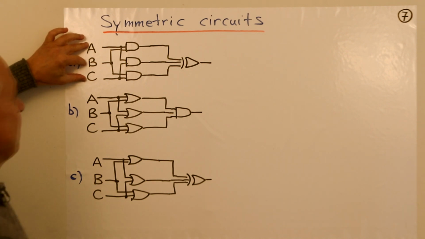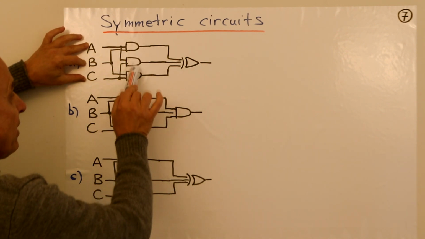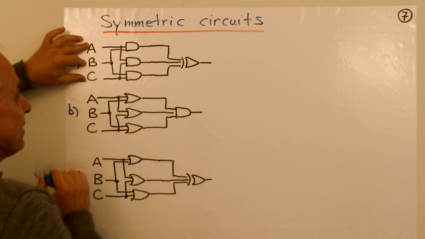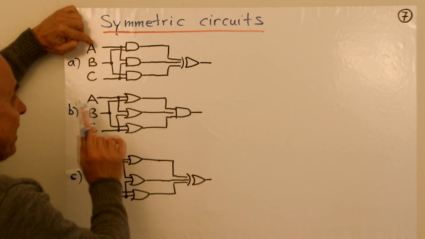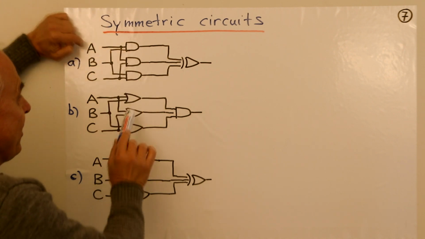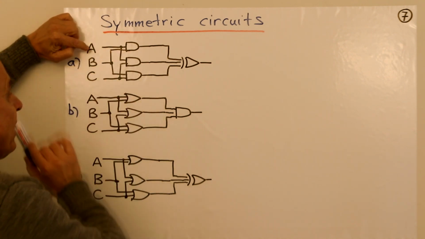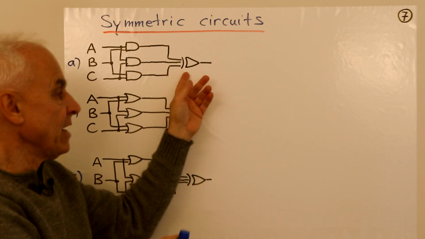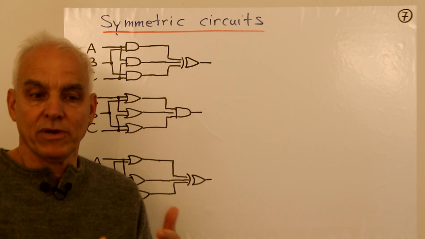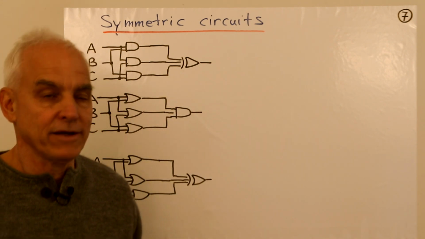So we have A, B, and C inputs, and we have three AND gates. The first AND gate takes an A and a B. The second AND gate takes an A and a C. And the third AND gate takes B and C. And all those three are then input into this triple input XOR gate.